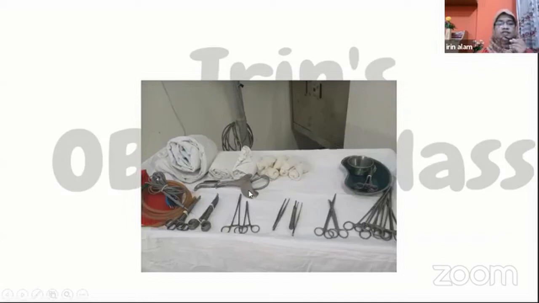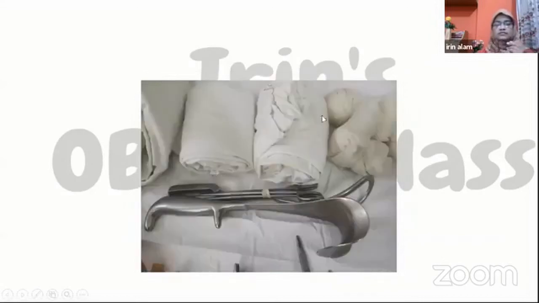The Doyens abdominal retractor is used to retract the urinary bladder. And these are the draping sheets. This is the Doyens abdominal retractor. It retracts the urinary bladder. It is used during cesarean section.